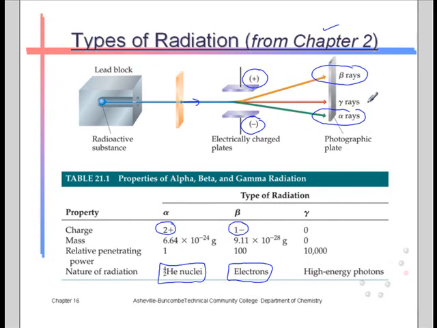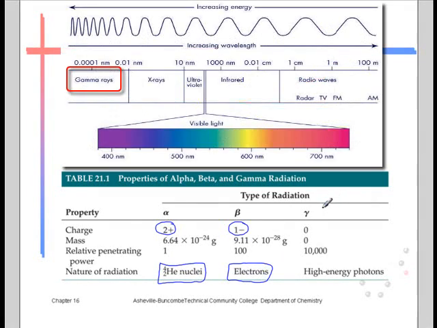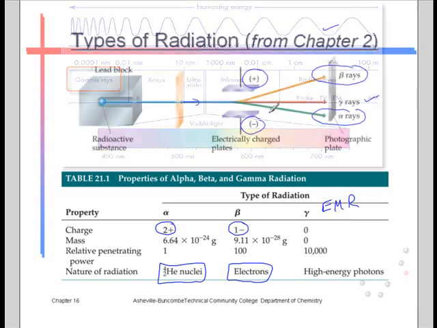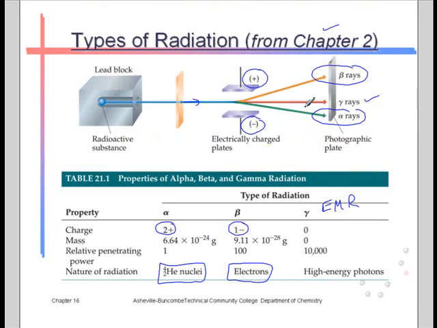And then the last one, the gamma ray, it's just a type of light, a type of photon. It's a high energy electromagnetic radiation, EMR. So it has a higher frequency than visible light, a shorter wavelength than visible light, and as a result, it's pretty dangerous too. And notice when it passes through the electrically charged plates, there's no deflection whatsoever. Just like a photon, there's no charge on it.